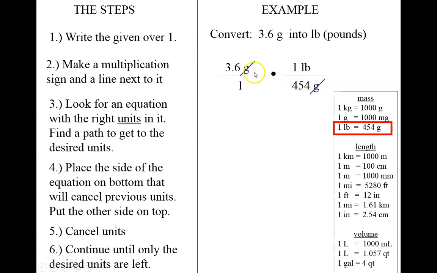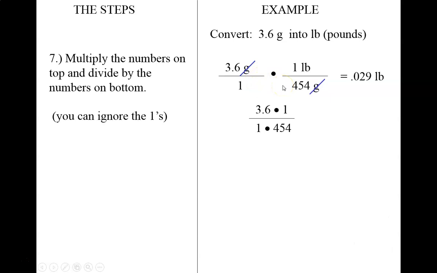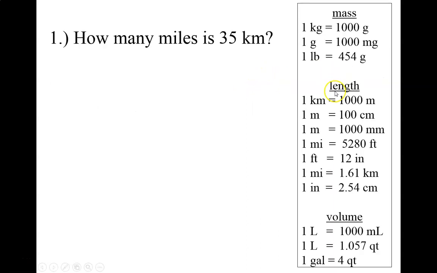So 3.6 divided by 454. So 3.6 times 1 divided by 1 divided by 454. You can ignore the ones because they don't do anything. And then we'll round this answer to 2 sig figs because we started with 2 sig figs. So when you're dealing with sig figs with factor label, you just want to keep as many as you start with. That's just an easy rule of thumb.